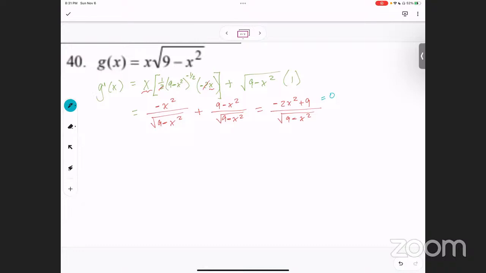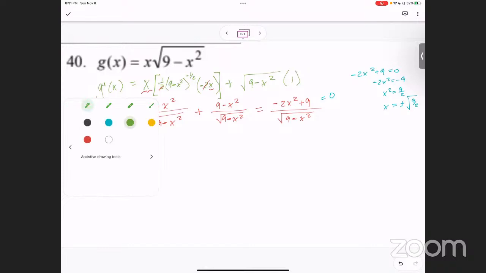So let's do the math over here. Ready? Negative 2x squared plus 9 equals 0, which means negative 2x squared equals negative 9, which means x squared equals 9 halves, which means x equals plus or minus the square root of 9 halves. Got it?